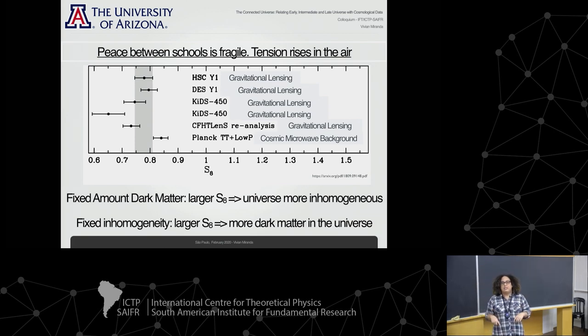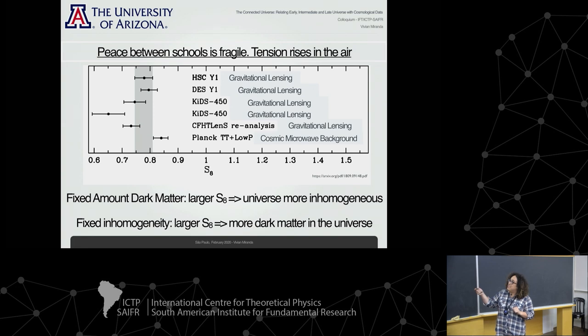In that case, the universe that has higher S8 is a universe that is more inhomogeneous, at least on scales of 8 megaparsec. That's why the number 8. On the other hand, you can also have two universes, A and B, and you can fix the amount of inhomogeneity on both, to make them equal, at least on scales of 8 megaparsec. And in that case, the universe with higher S8 has more dark matter in it.